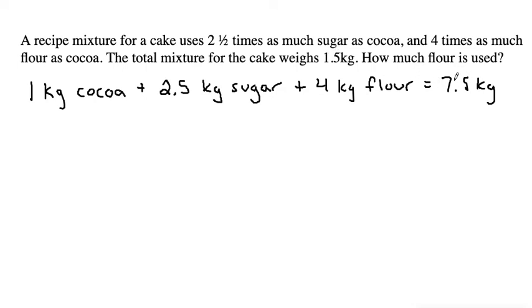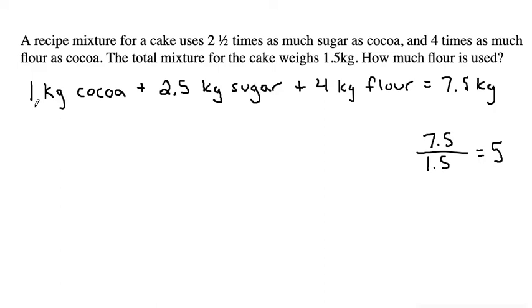So what we can do is take the amount that we made and divide it by the amount that they want us to make. If we take this 7.5 kilograms and divide it by our 1.5, that gives us 5. So that means the amount that we have is 5 times too big, and we need to divide each of these numbers by 5.